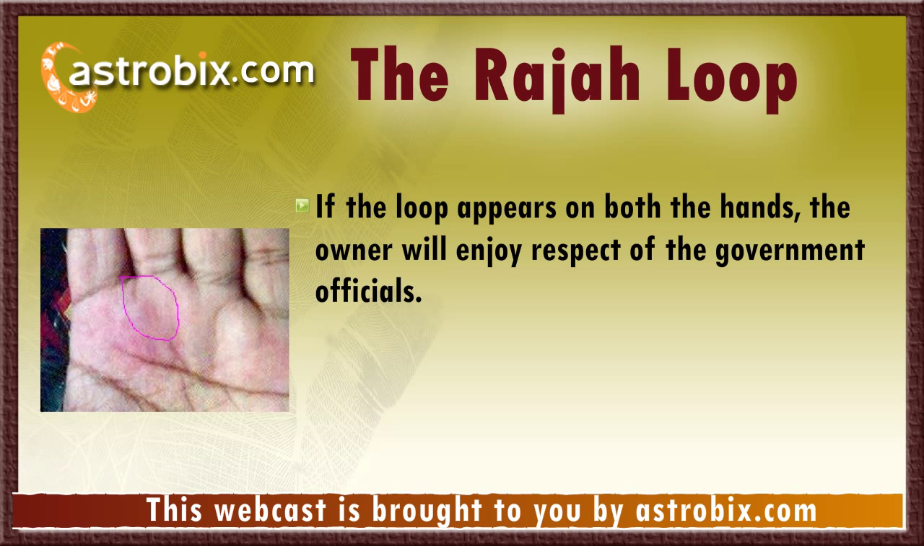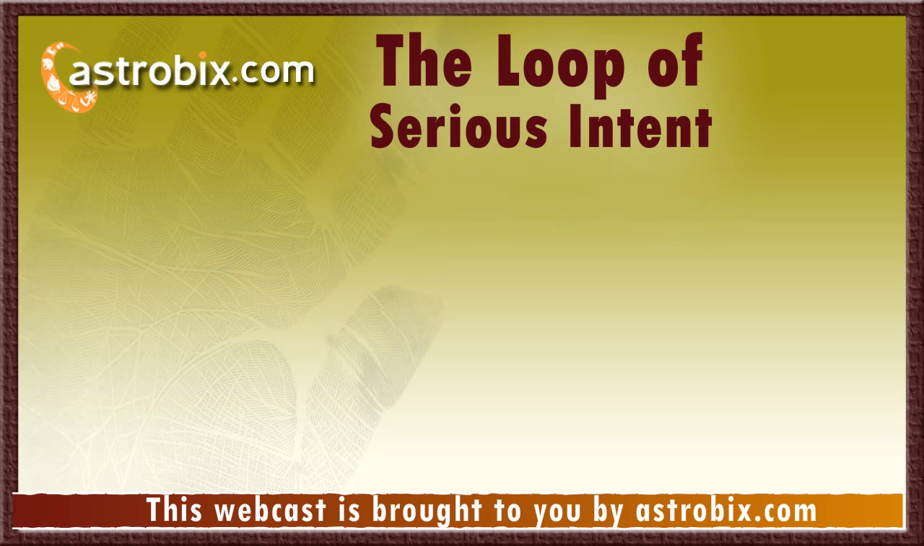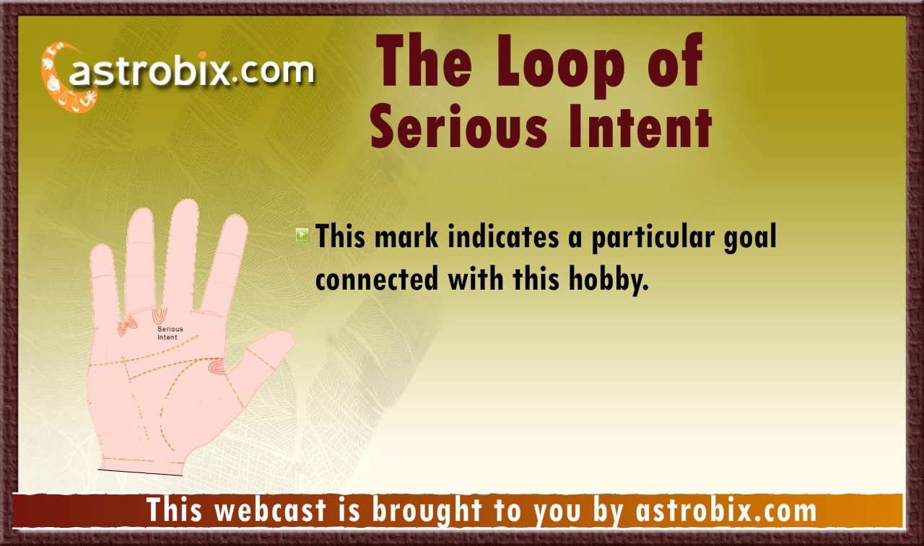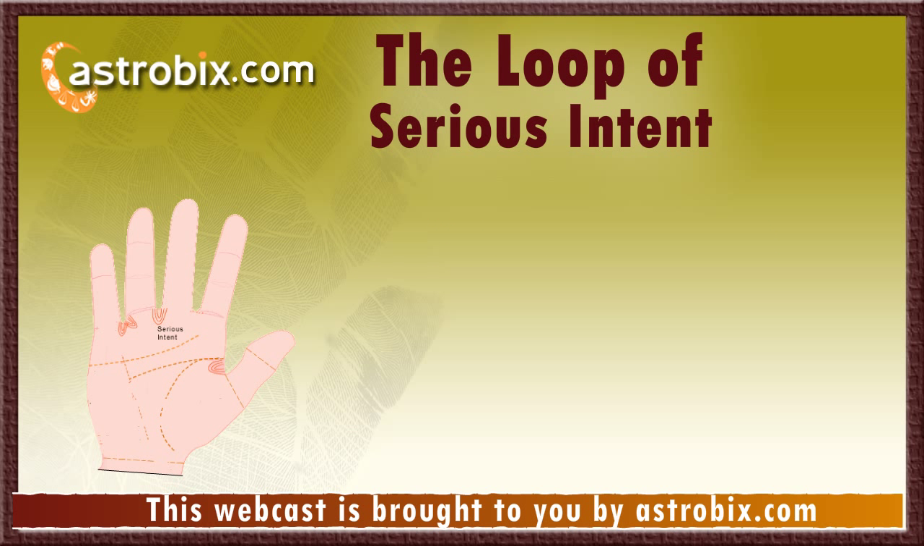If the loop appears on both the hands, the owner will enjoy the respect and cooperation of government officials. Such people do not yield to adversity, and they have an engaging magnetic personality, so that others follow them naturally. This mark indicates a particular goal connected with a serious hobby or other interest that dominates the native's life.